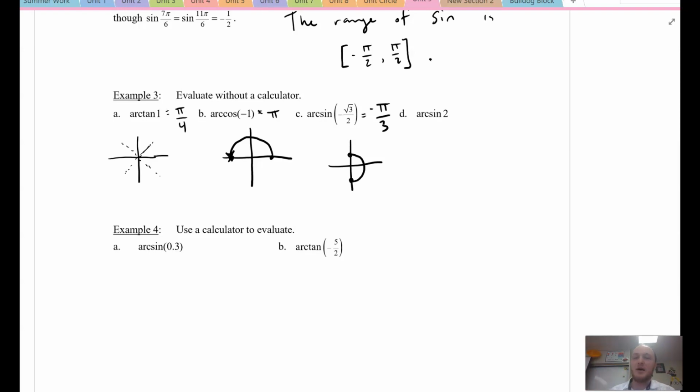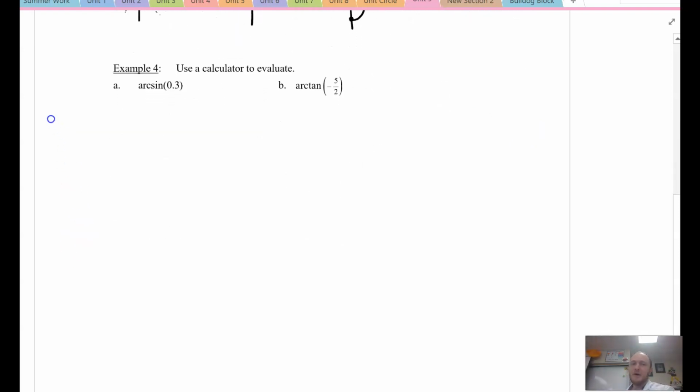All right, and then D, arc sine of 2. They're trying to get tricky here. They give you a domain value of 2, and think about this: sine of what angle produces 2? The answer is nothing. It only goes from negative 1 to 1. So for inverse trig, for sine and cosine, the domain is negative 1 to 1. They're trying to trick you here. Don't be fooled by their bag of tricks. This is non-existent, aka no solution.